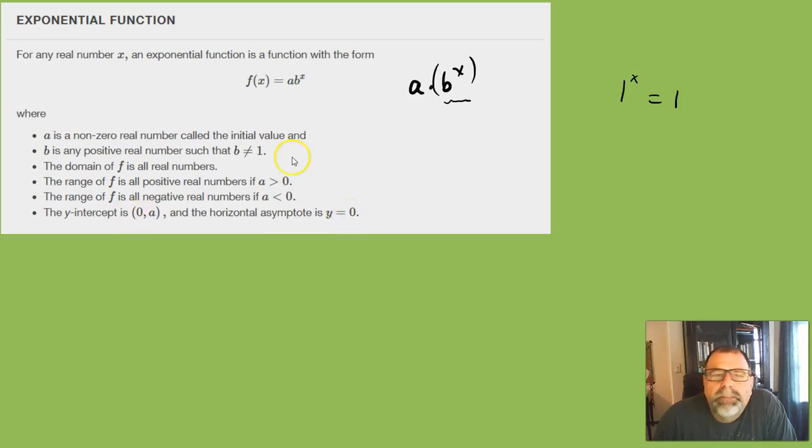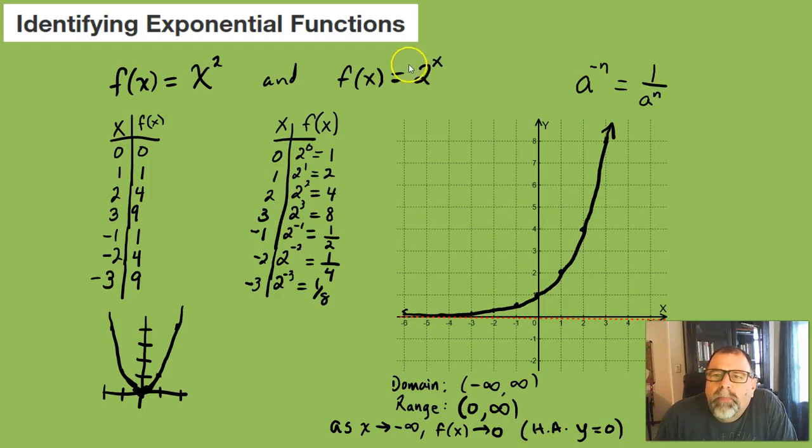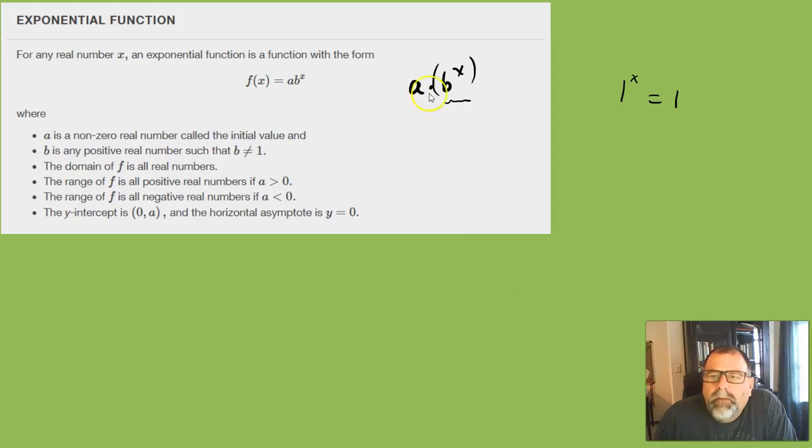If you put in 0 for x, b to the 0 is 1, and then the y-coordinate would be a. So on the y-axis, it crosses at a. The one we did here, the a was basically 1, so it was 1 times 2 to the x. When you put in 0, 2 to the 0 is 1, times the 1 in front would be 1. So it crosses at 1.